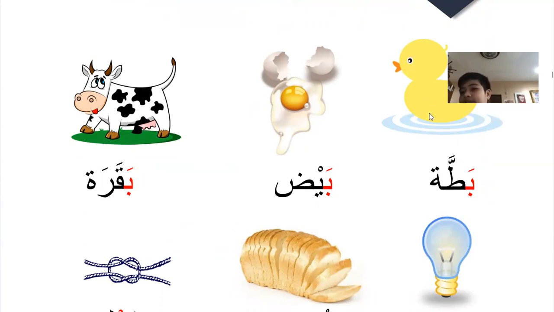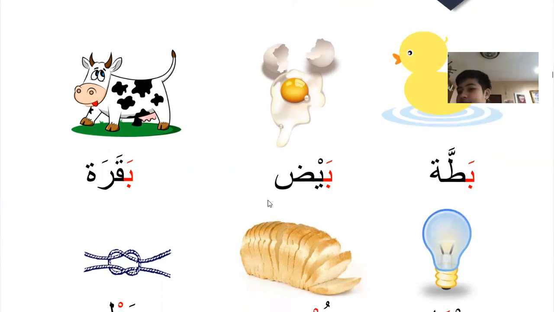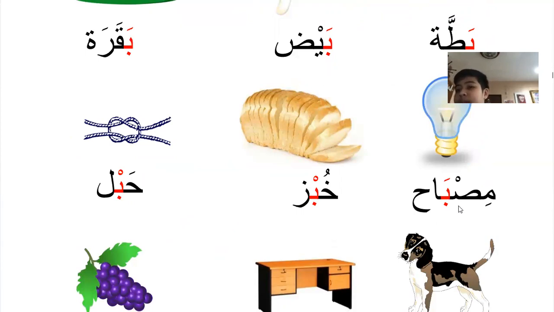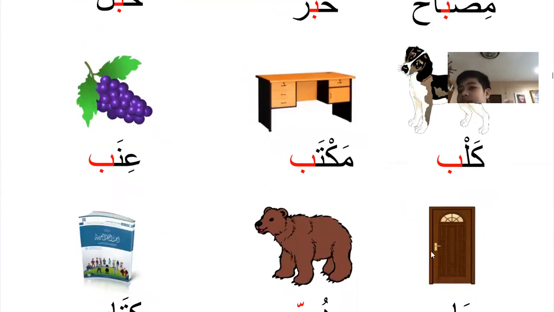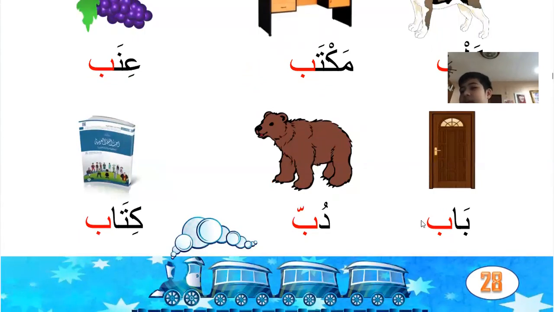Batta, duck. Baid, egg. Bakara, cow. Misbah, light bulb. Khubz, bread. Hubble, rope. Kalb, dog. Maktab, table. Inab, grape. Bab, door. Dub, bear. Kitab, book. Good.